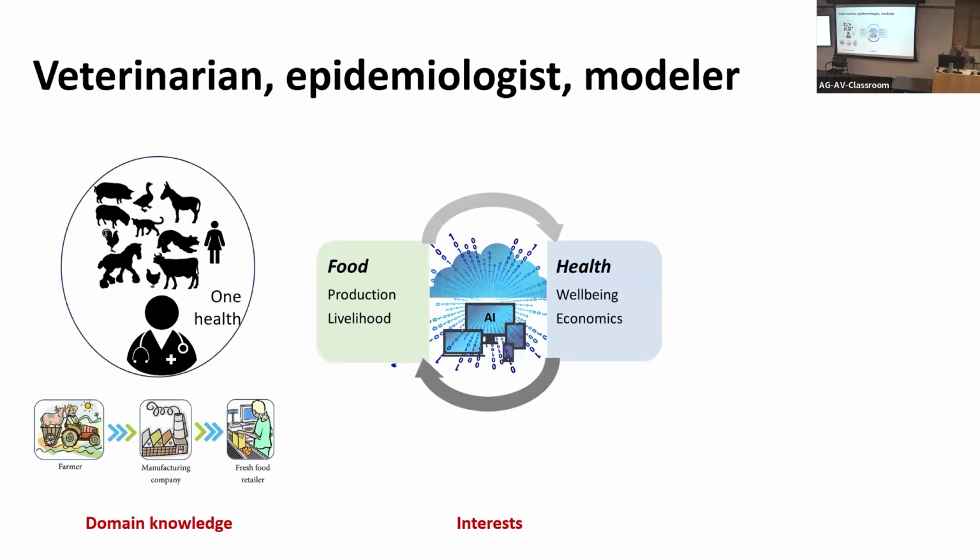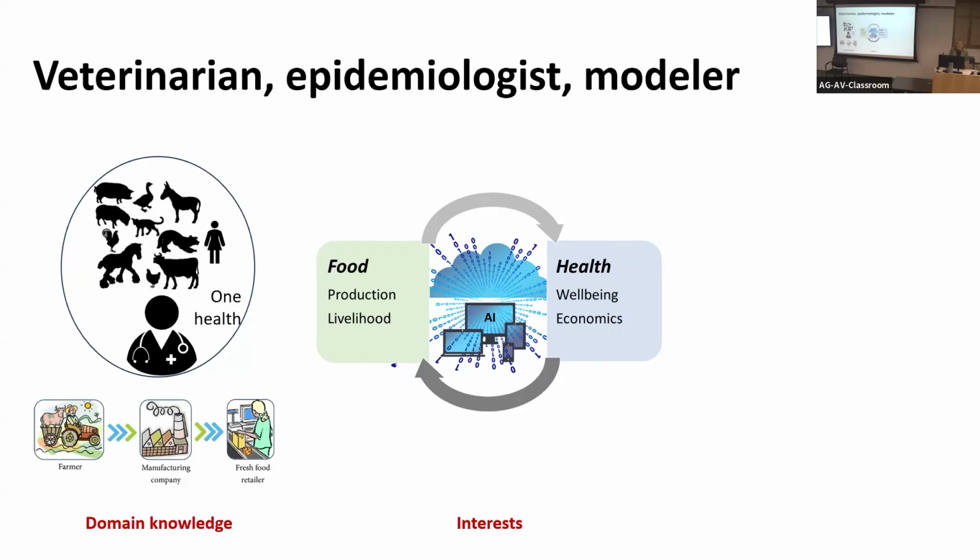So I'm a veterinarian, epidemiologist, and modeler. As a true One Health expert, I work with many different animal species and also address health issues through research of humans. And I've been really fortunate to be able to work at all stages of the food production chain, from growing, whether animals or even plants, fresh produce, all the way to home and consumption. So that's my domain knowledge.